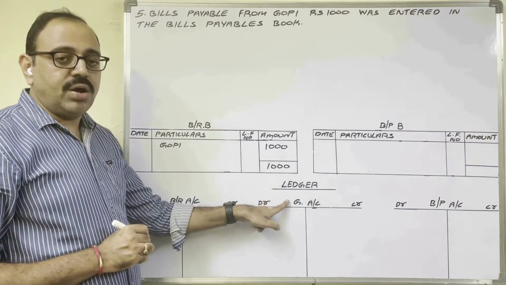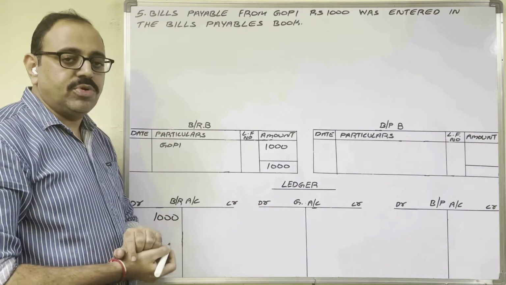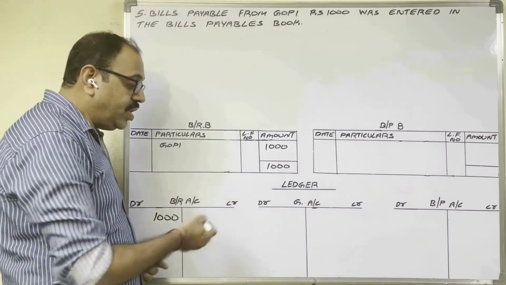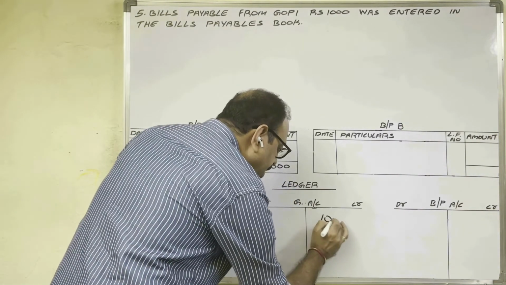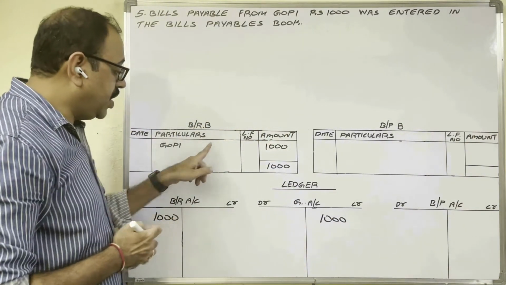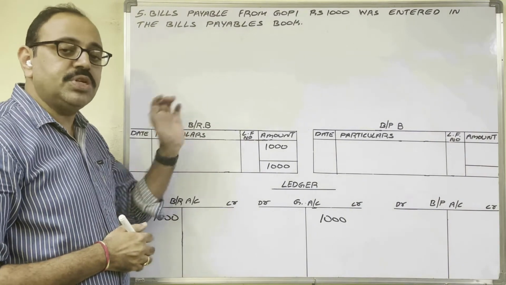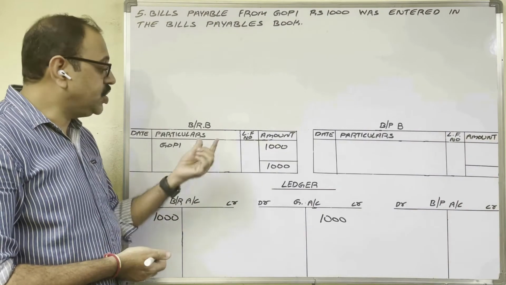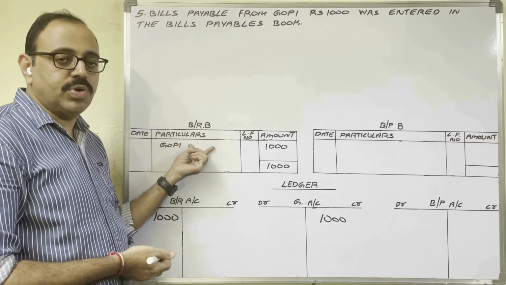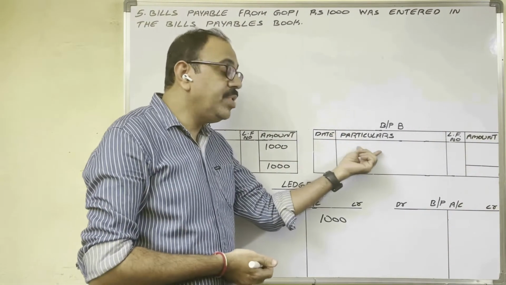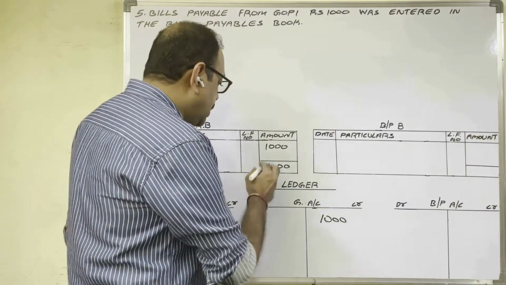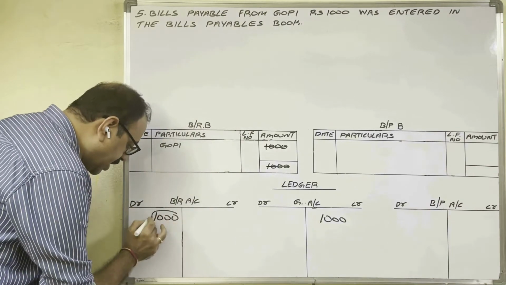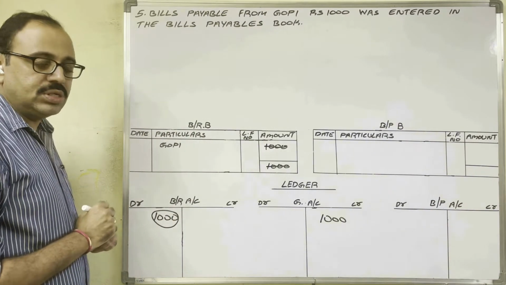And in individual account, we should credit this amount. Because in bills receivable account we debited. Therefore, in Gopi's account, we should credit 1,000 rupees. Correct recording, correct posting. Now observe the mistake. It was entered in the bills payables book. Instead of recording in bills receivables book, accountant recorded in bills payables book. Nothing was recorded here. Therefore, nothing was debited in bills receivables account.